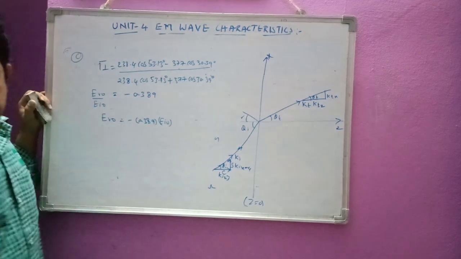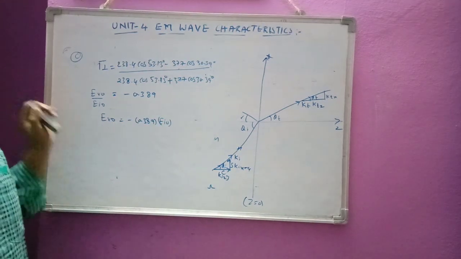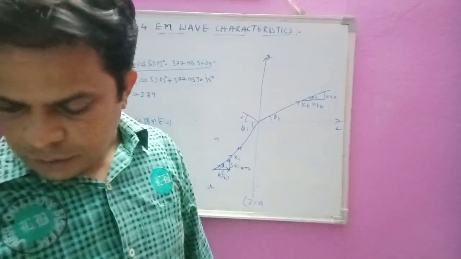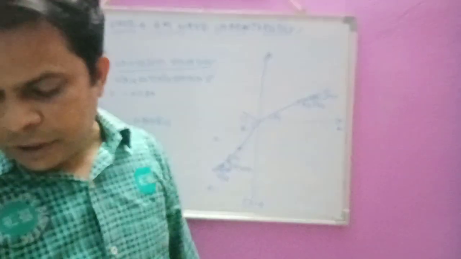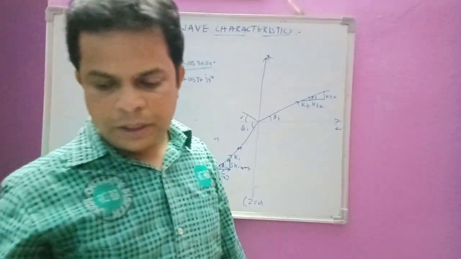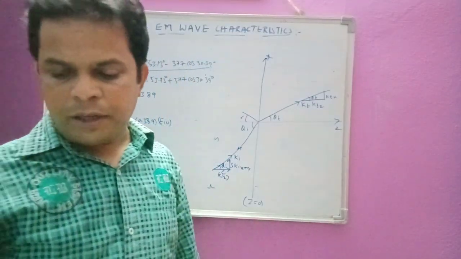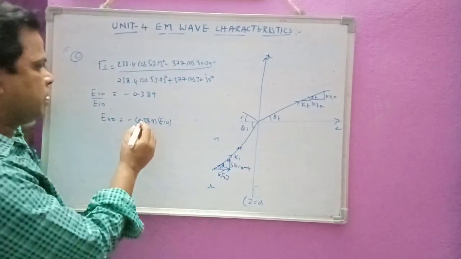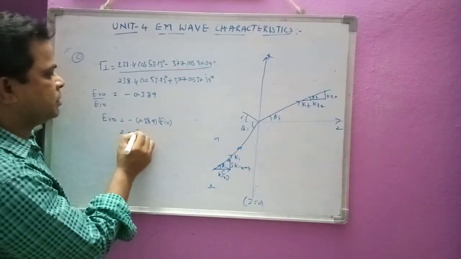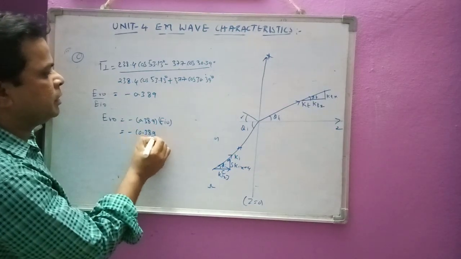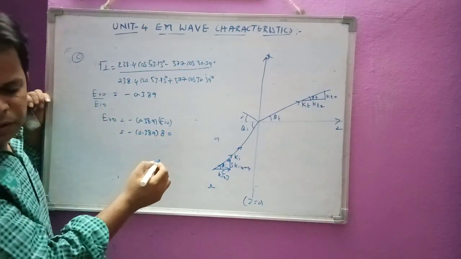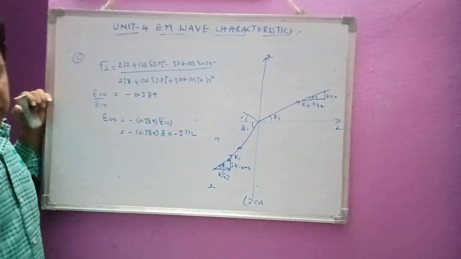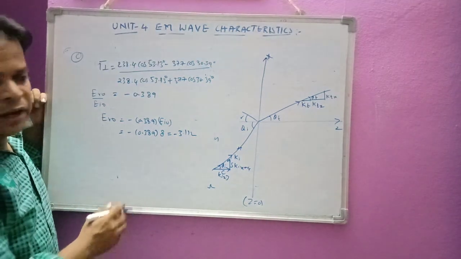Okay, EI naught, he has given the value as 8 here. You can see the problem given: E is equal to 8 cos omega t minus 4z. EI naught is 8 here. That is minus 0.389 into 8. It will turn out to be minus 3.112. Okay, so this value is ER naught.